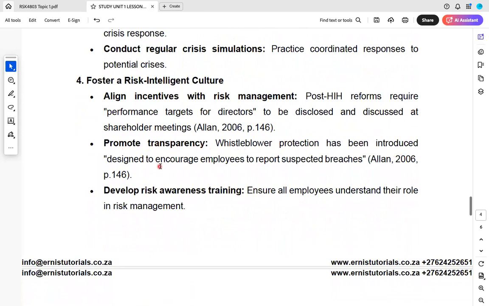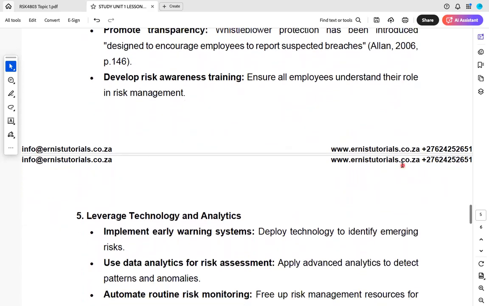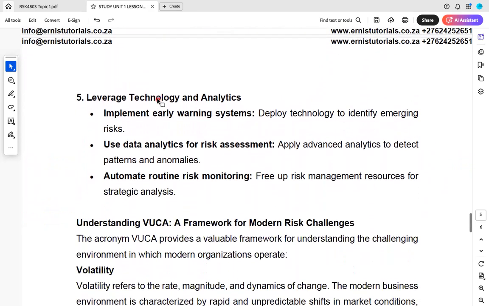With regards to a risk intelligent culture, we also need to promote transparency. Whistleblower protection has been introduced and designed to encourage employees to report suspected breaches. This is discussed in Allen. Also develop risk awareness training, ensuring all employees understand their role in risk management.